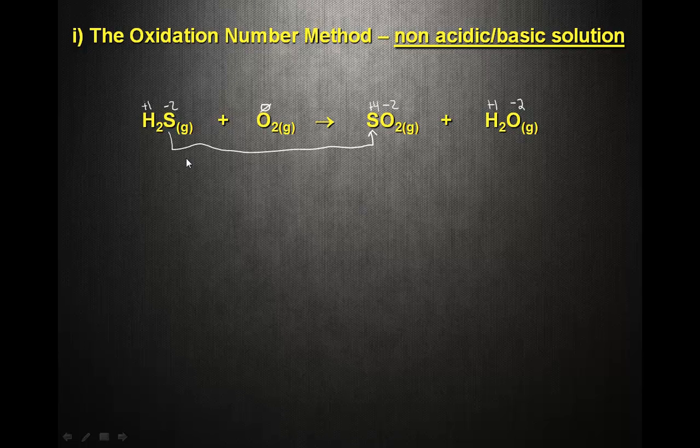Now what I want to write here is, is this an oxidation or is this a reduction? I notice that my number is going from -2 to +4. It's getting larger, so this is an oxidation. The other thing I want to write here is, for each sulfur atom, how many electrons did it lose? We've gone from -2 to +4, which is a difference of 6. So we have had 6 electrons lost per S atom.